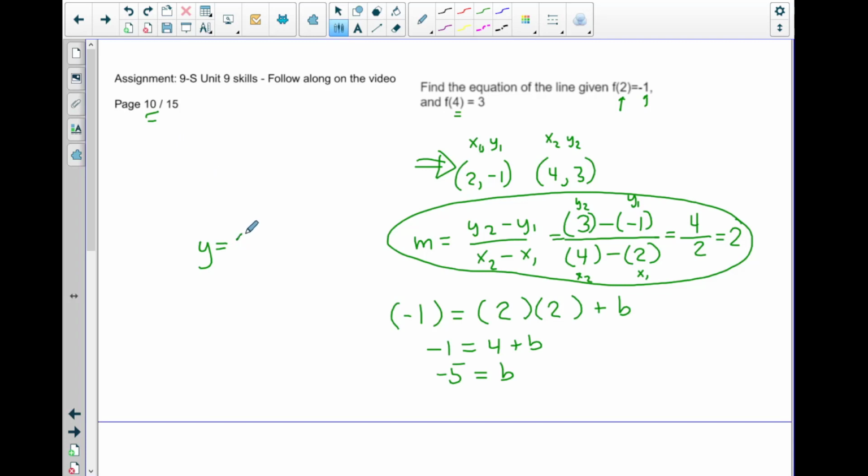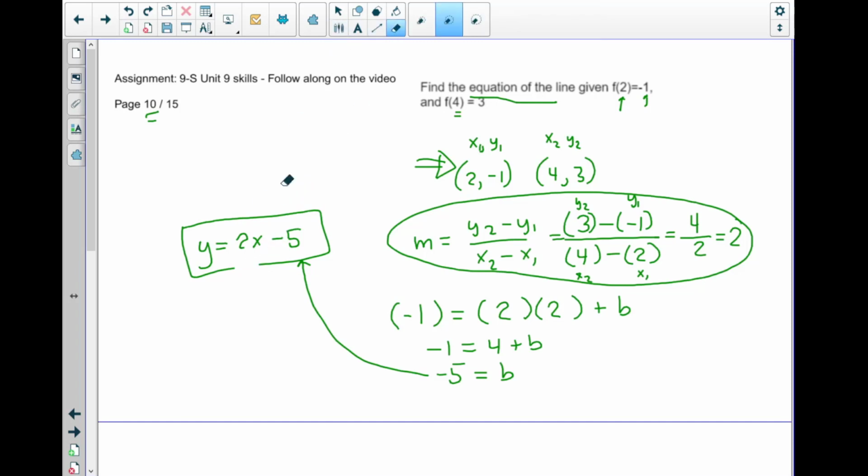So final answer is, of course, 2x, because they want the equation of a line, right? So it's 2x minus 5. The 2 is the slope that we found first, and then this b that we just solved for is minus 5. We put that there, so that's my answer. Okay, I'm just underlining the 2. Of course, that's not part of the answer, so don't panic there.